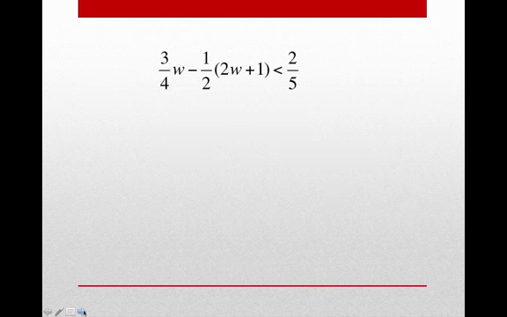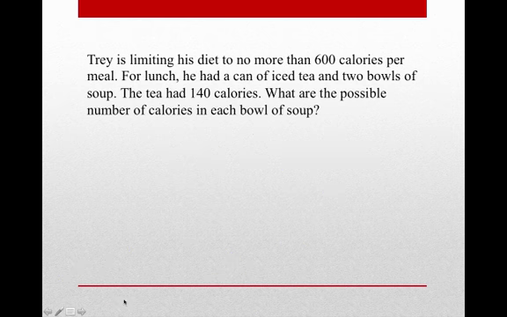Okay, so let's try a word problem with this. Trey is limiting his diet to no more than 600 calories per meal. For lunch, he had a can of iced tea and 2 bowls of soup. The tea had 140 calories. What are the possible number of calories in each bowl of soup?